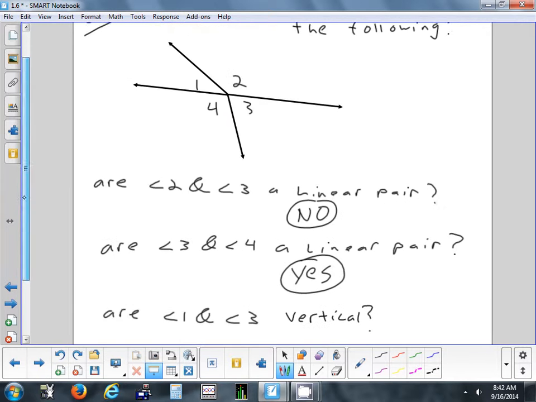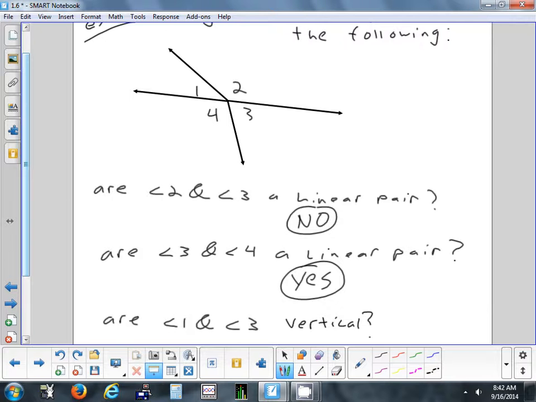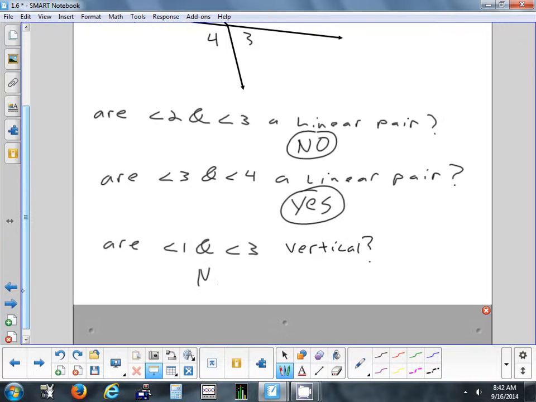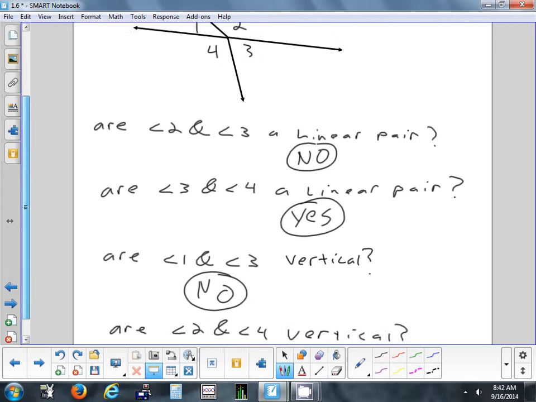How about 1 and 3? Are those vertical angles? Con? No. No, not quite. They don't make that X shape. Both sides have to be opposite rays, and we have one that isn't. So 1 and 3 vertical angles? No. How about 2 and 4?